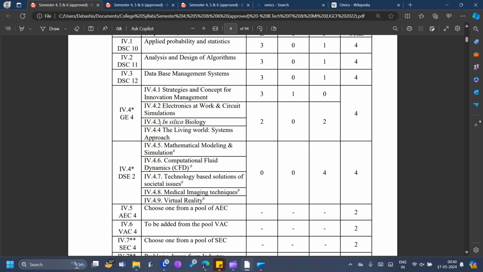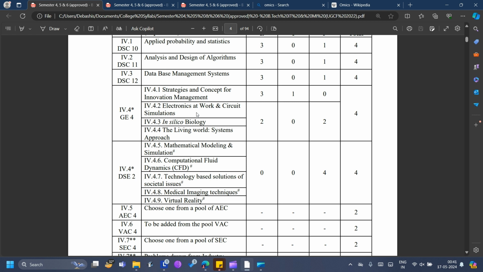If you go for computational biology as the minor, you have two options under generic electives, which are in silico biology or the living world systems approach. Earlier it was named explorations in living systems, but they reverted to the name which was followed back during CBCS LOCF. These three courses have a 2+2 lecture plus practical element credit structure.